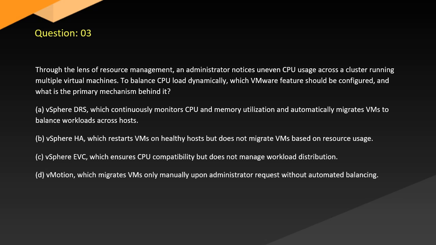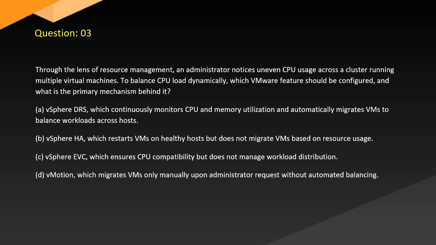Question 3. Through the lens of resource management, an administrator notices uneven CPU usage across a cluster running multiple virtual machines. To balance CPU load dynamically, which VMware feature should be configured, and what is the primary mechanism behind it? A. vSphere DRS, which continuously monitors CPU and memory utilization and automatically migrates VMs to balance workloads across hosts.